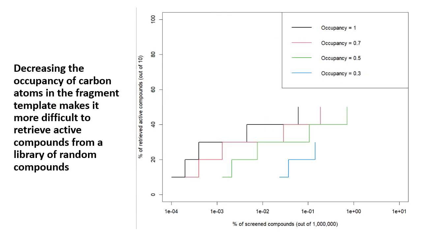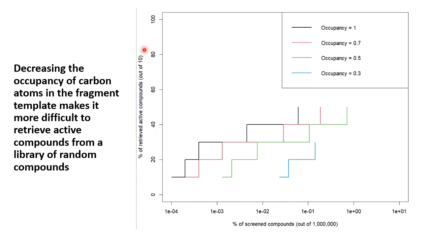To see if decreasing the occupancy of carbon atoms would improve drug screening, each template was used to run RIDE on 1 million random ligands and 10 known ligands. Enrichment curves were then plotted for each occupancy. The results show that decreasing the occupancy of carbon atoms in the fragment template results in a greater percentage of random compounds needing to be screened to retrieve the same percentage of active ligands.